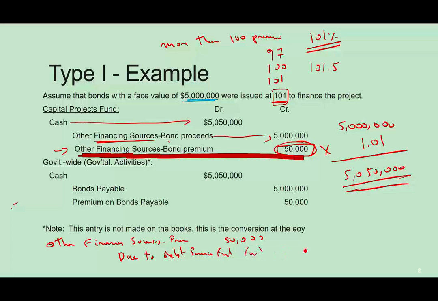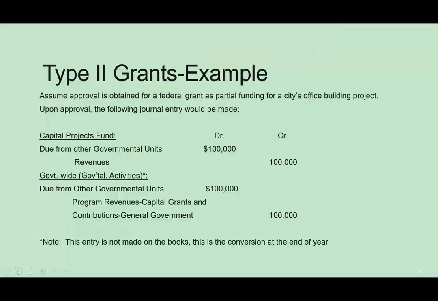And why did we do this? We want to take it out of the capital project fund, because we received this extra money, and we want it to go to the debt service fund and eventually help us pay our debt down, because this is extra. So this is basically what we do. We transfer it to the debt service fund.